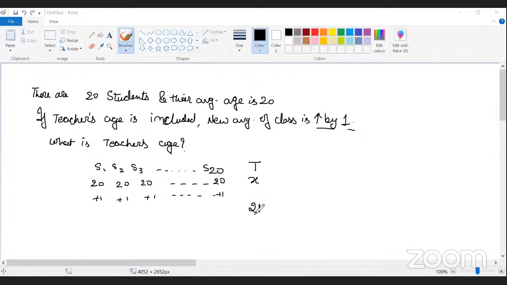But how did this 21 happen? Because the teacher had given one year from her age to these 20 students. It means that from the teacher's age, 20 had gone. So like plus 1, 20 times, so this has to be minus 20. So x minus 20 is equal to 21. X is equal to 41. That would be your answer. All of you understood, right? This one?